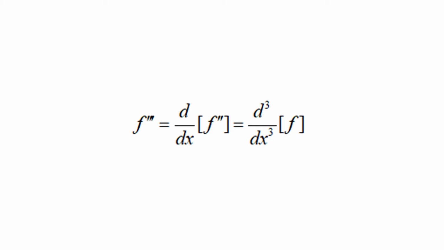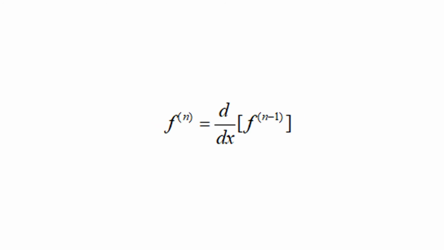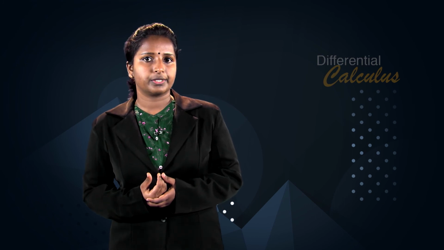If f'' is differentiable, its derivative f''' = d/dx of f'' = d³/dx³ of f is the third derivative or third order derivative of f with respect to x. The names continue as you imagine, with f^(n) = d/dx of f^(n-1), denoting the nth order derivative of f with respect to x for any positive integer n.